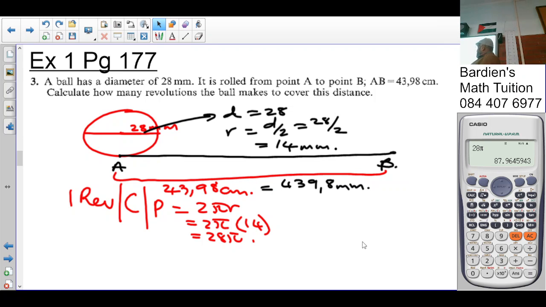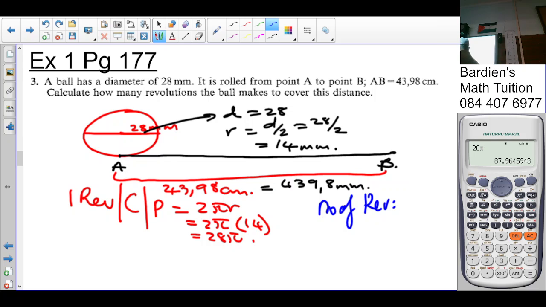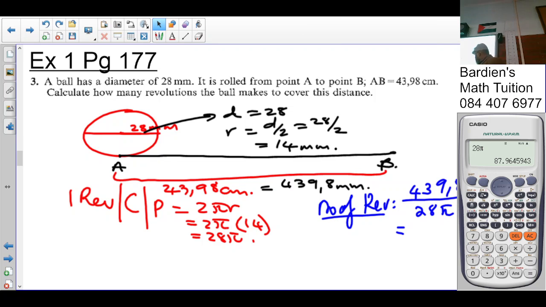But did that tell us how many revolutions it will do? The number of revolutions would simply be the total coverage needed, which is 439.8 millimeters over 28 pi. So 439.8 over 28 pi gives us 4.9999, which is actually 5 revolutions.